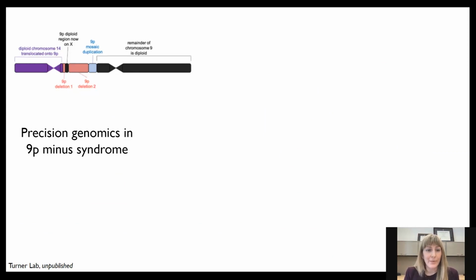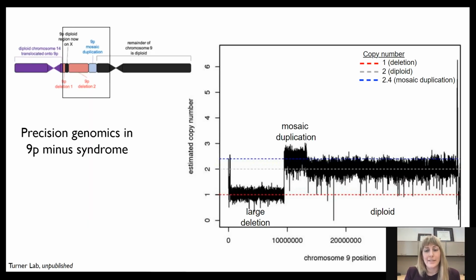So the first thing that we did when we got back the long-read data was to actually look at the estimated copy number across 9p. And we did this using the read depth information, and what you can see is that there appears to be a large deletion, a mosaic duplication, and then the rest of 9 is diploid. Okay, that's great. It's really cool.